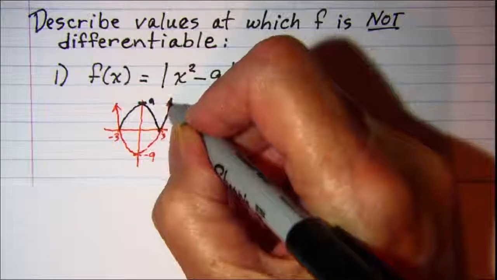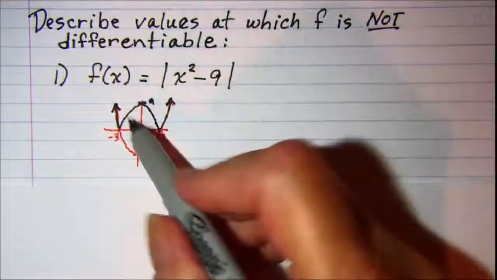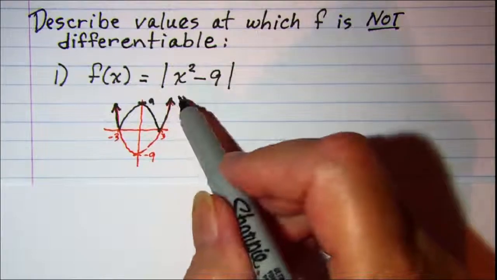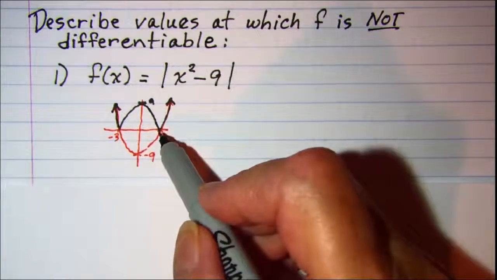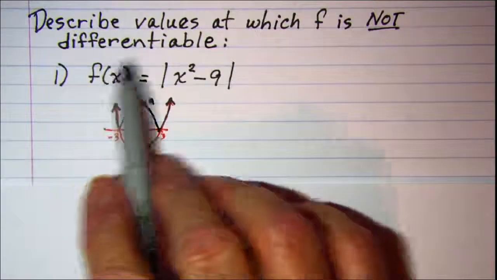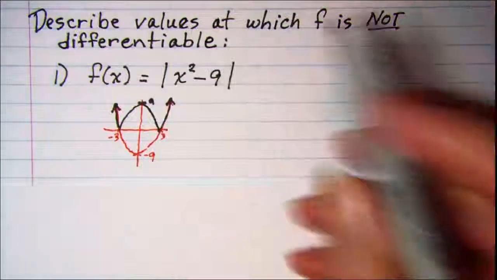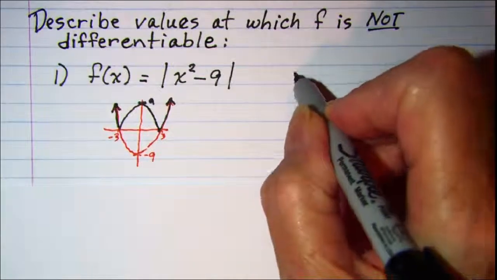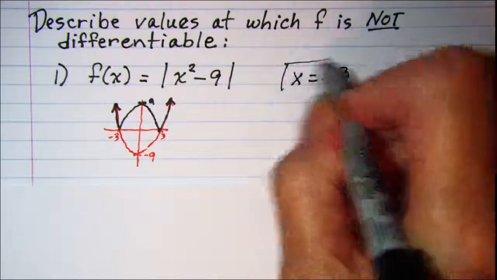and our graph of this function is this black curve. Okay? So we have sharp points at negative 3 and positive 3. So the question wants values at which f is not differentiable. So our answer would be when x is equal to plus or minus 3.